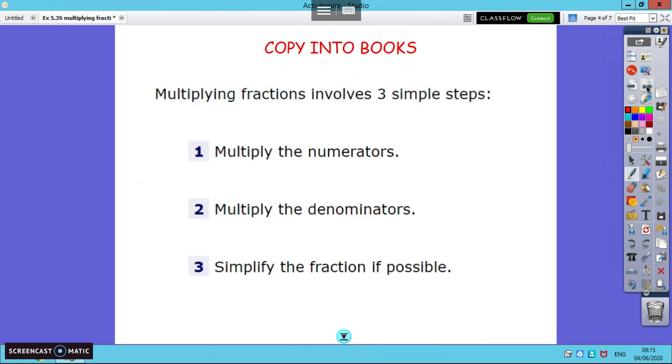Okay, so copy this into your books and put it in a highlighted box, please. So you've got the 3 steps to multiplying fractions. You've got multiplying the numerators, then multiply the denominators, and then simplify your fraction if possible. If it isn't possible, you just leave it as it is.